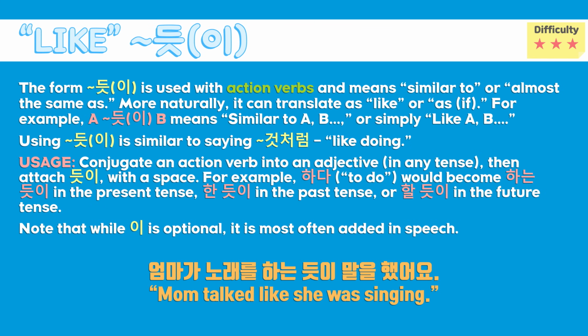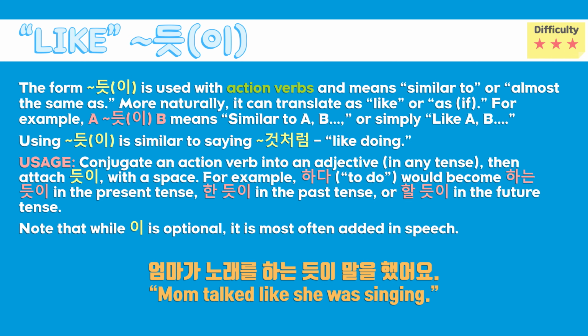The form 듯이 is used with action verbs and means similar to or almost the same as. More naturally, it can translate as like or as if. For example, A 듯이 B means similar to A, B, or simply like A, B. Using 듯이 is similar to saying 것처럼, like doing.